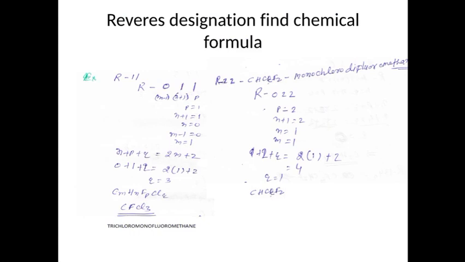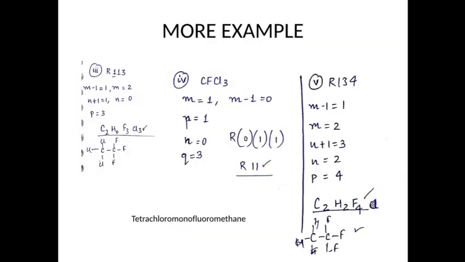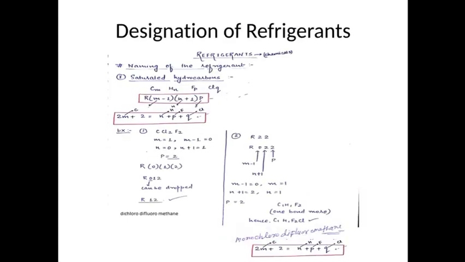Like previous, we have done the reverse designation and found the chemical formula. In the previous section, in example 2, this is basically the reverse designation. Okay, so we will see some more examples.